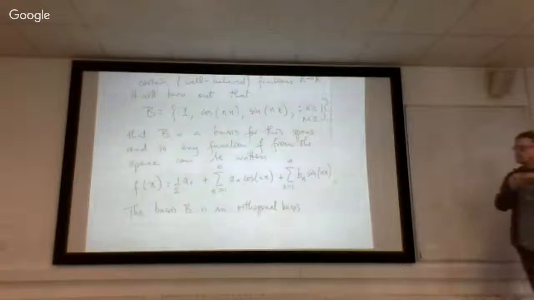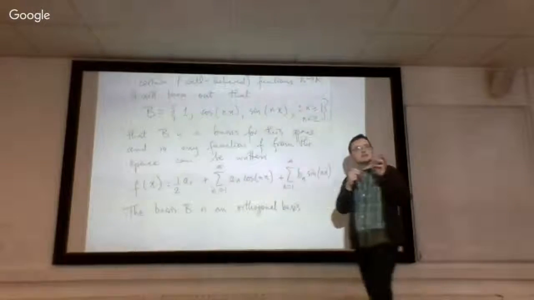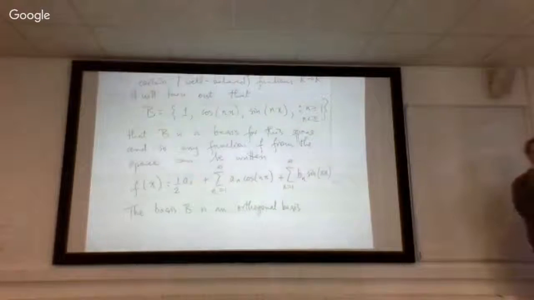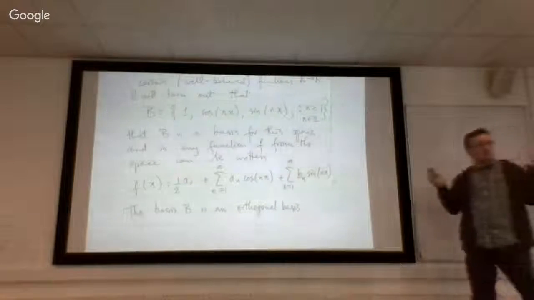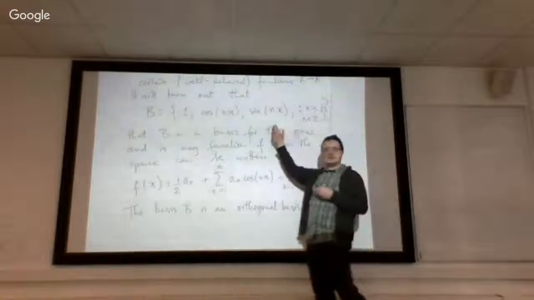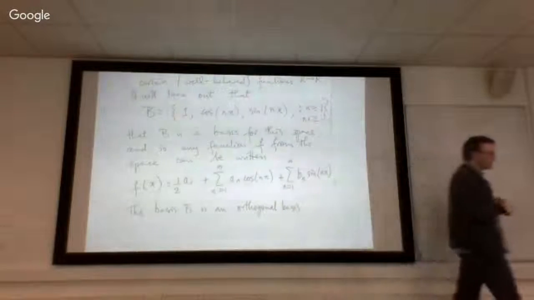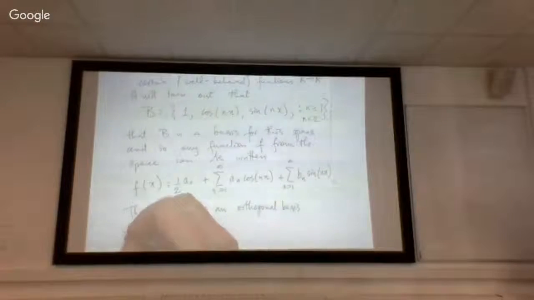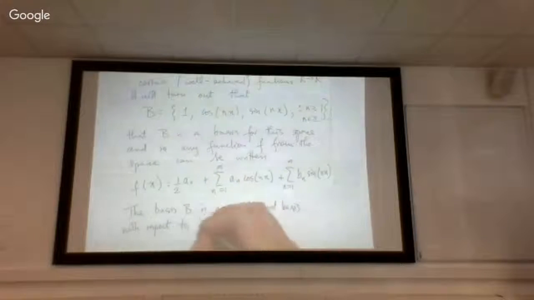Meaning that all the elements in the basis, all these different functions, are mutually orthogonal, or mutually perpendicular in a sense, as defined not by the normal dot product of vectors. We don't have the normal dot product of Euclidean vectors in this setting, but we do have an inner product which is going to play a similar role. So this basis B is an orthogonal basis with respect to the inner product.